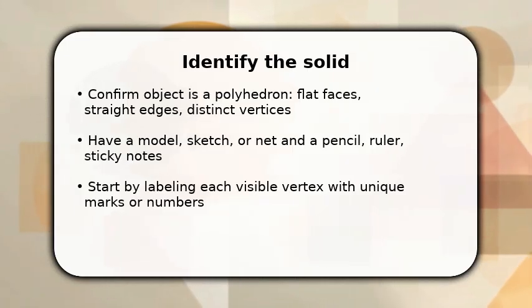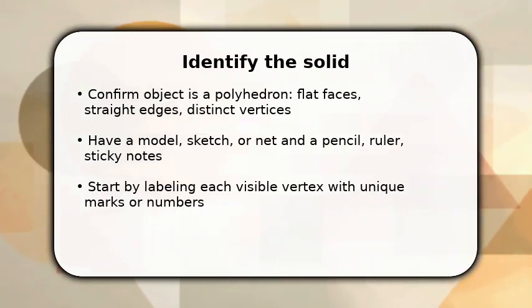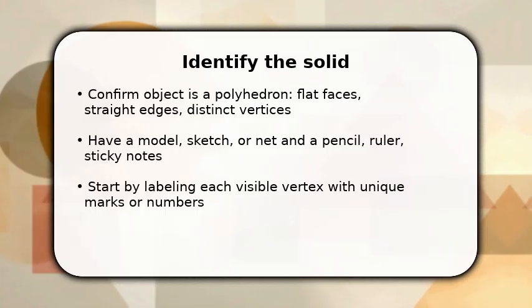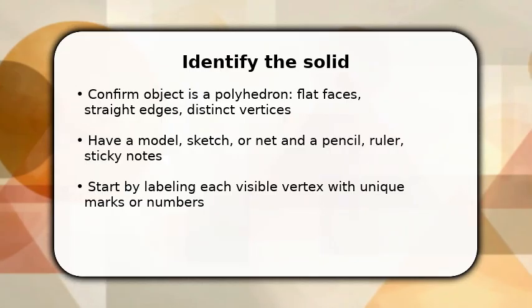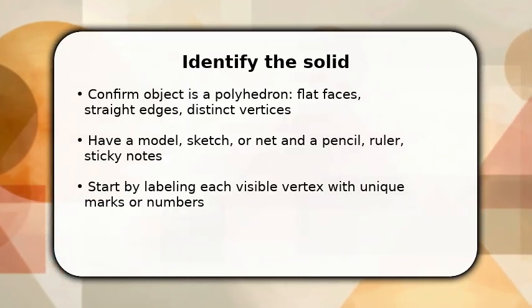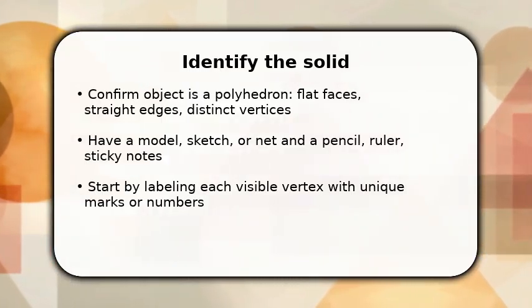You start by confirming the object is a polyhedron. That matters because our methods rely on flat faces and straight edges. Once done, set up a clear view, rotate a model, or spread a net. Immediately mark every visible vertex with a unique number or sticky tab so you can track repeats.